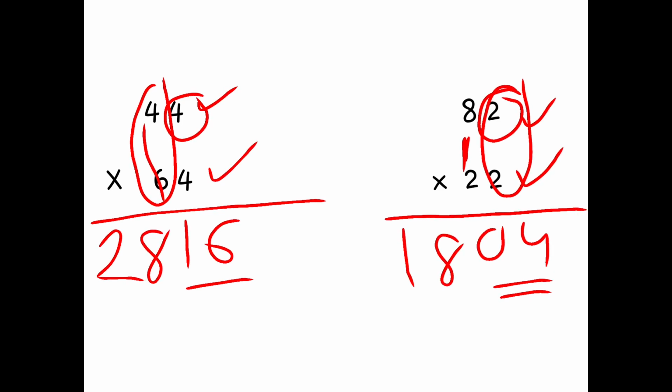So I think this rule is clear to you. If the ones place digit is the same and the sum of the tens place digits is 10, you have to follow this rule.